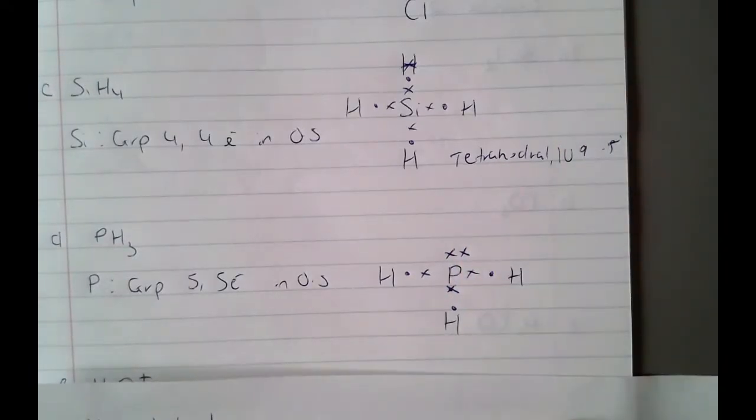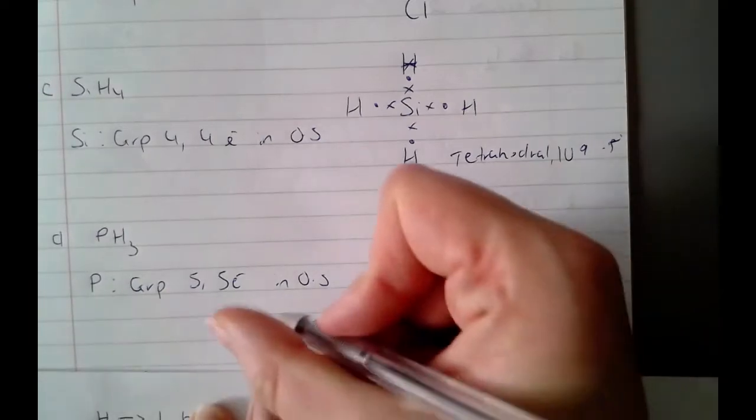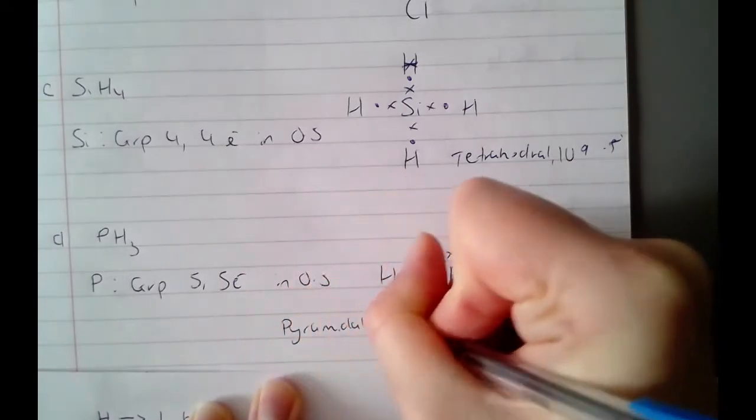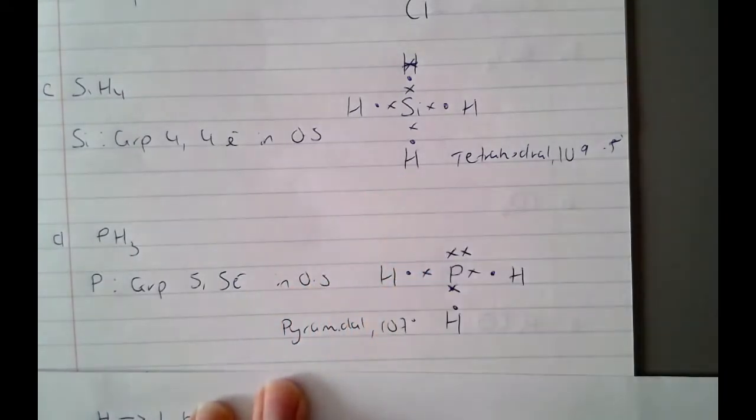So there's 5 electrons now accounted for, 3 bond pairs, 1 lone pair. That shape is called pyramidal, and it has a bond angle of 107 degrees. Again, that's not shown in my diagram, but it does have a bond angle of 107 degrees.